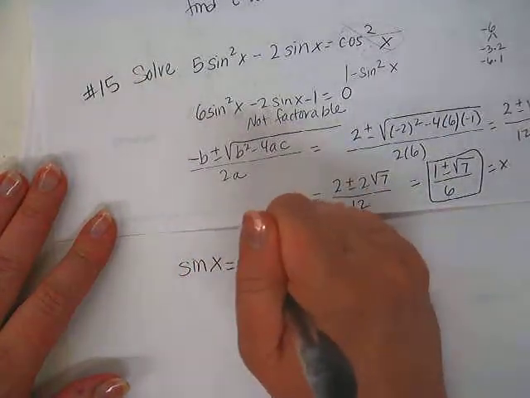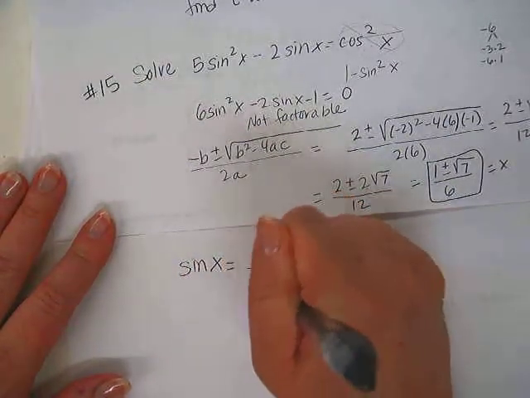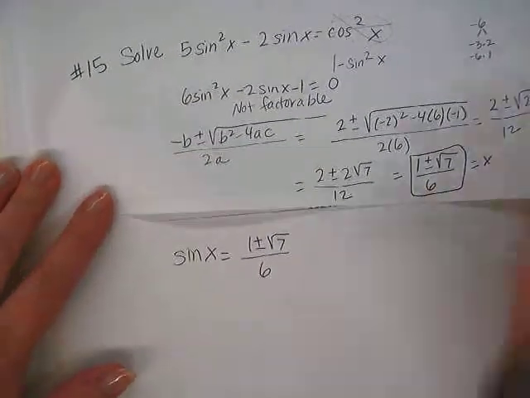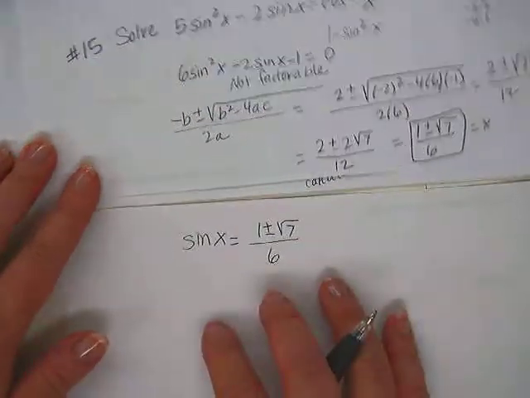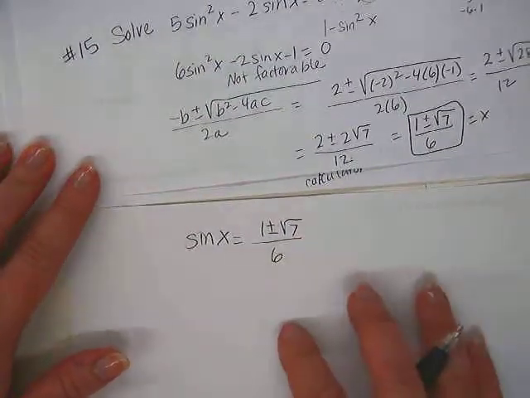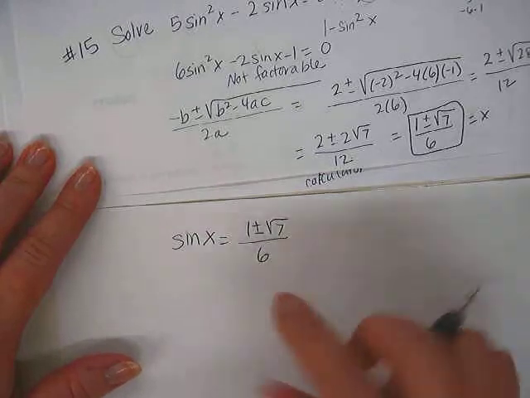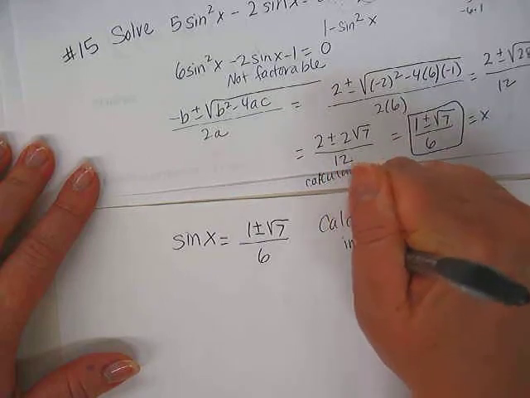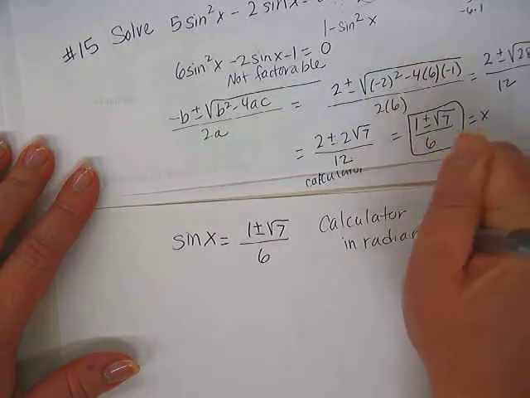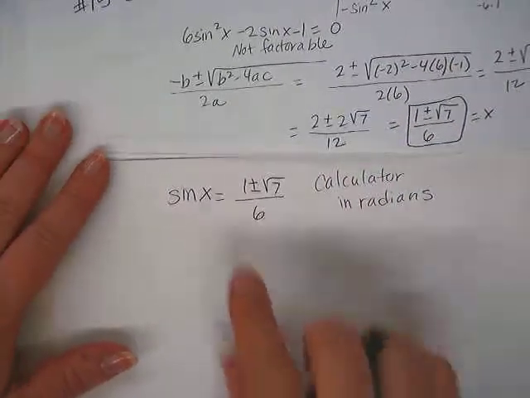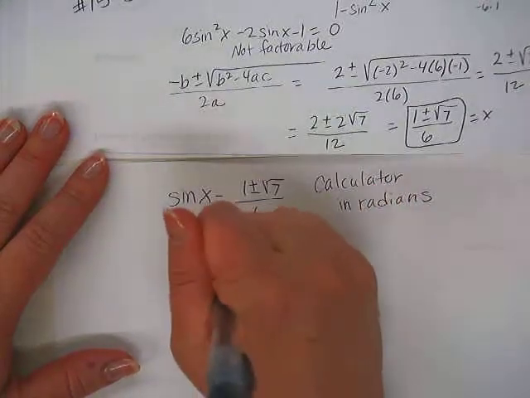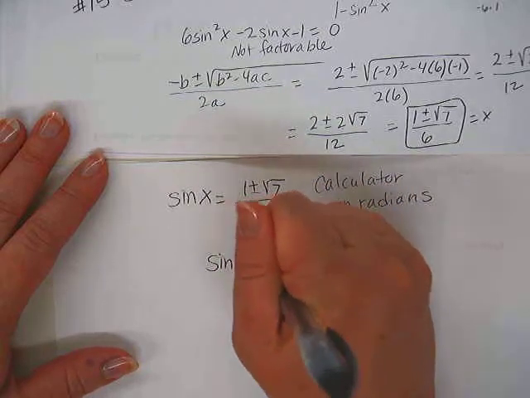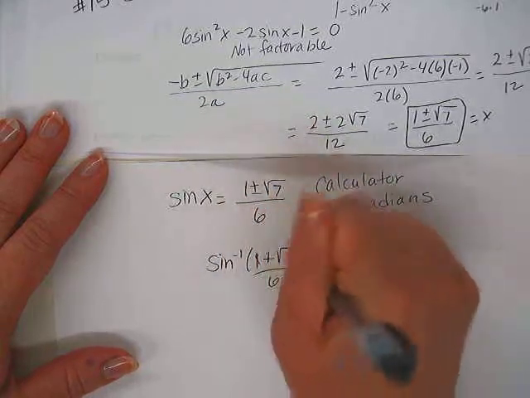So, this actually gives us sine x, doesn't it? Sine x equals 1 plus or minus square root of 7 over 6. Well, that's definitely not on the chart, so you're definitely going to want to use your calculator. Is 15 in radians or degrees? It's in radians. Okay, so this time you want to use your calculator in radians. Sorry, I didn't finish problem 15. Use your calculator in radians to find your answer.